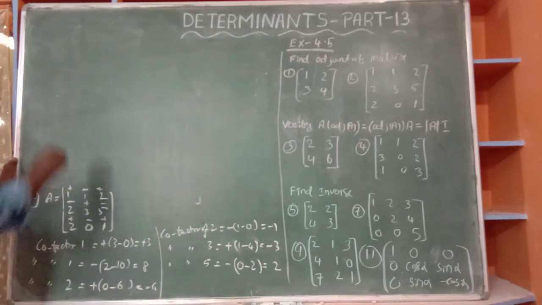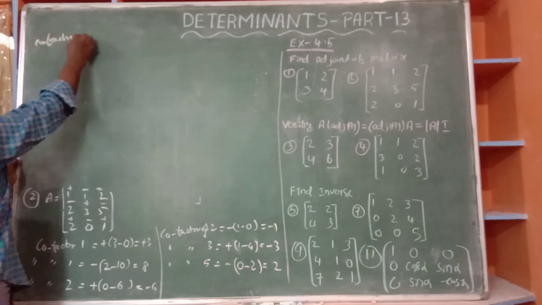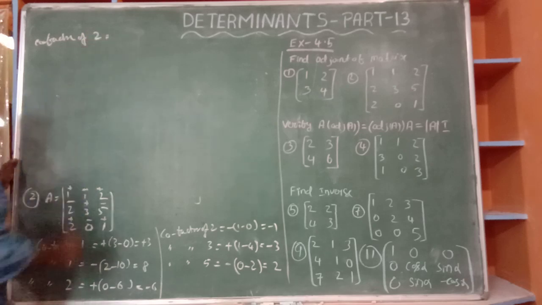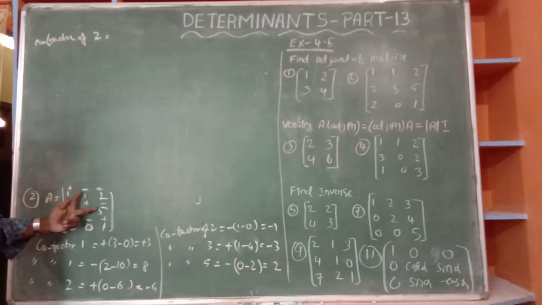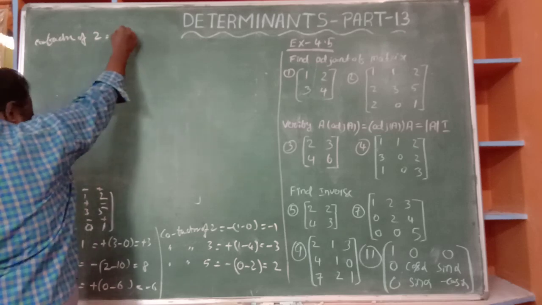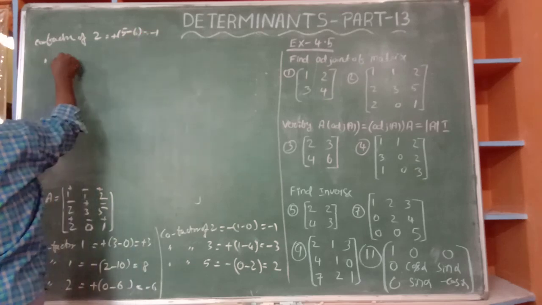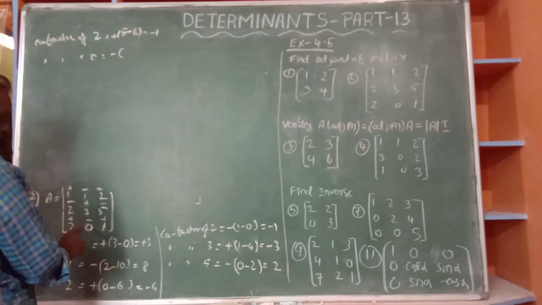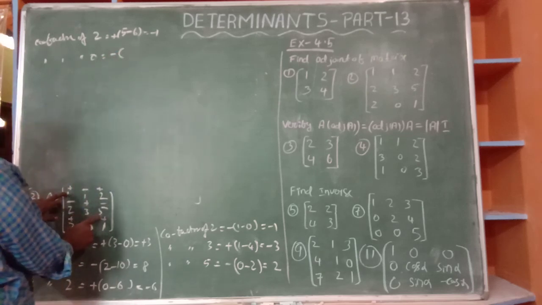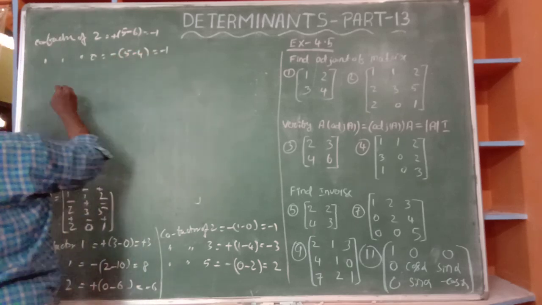Okay, now the cofactor of 2. Again, 2 is there in the third row. With its row and column deleted, we have 1 into 5, 5 minus 6, but plus is there. 5 minus 6 is minus 1. Cofactor of 0: it is a minus. With its row and column deleted, 1 into 5, 5 minus 4. 5 minus 4 is equal to minus 1 here also.